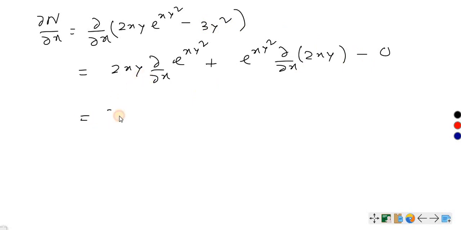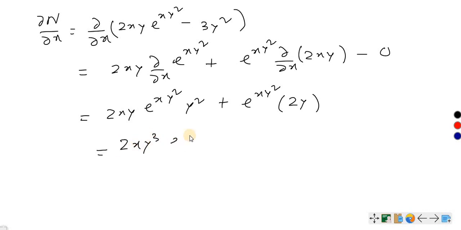Now further we will get 2xy, and the partial derivative of e to the power xy square, and again differentiating this with respect to x, we will be left with y square, plus here again e to the power xy square, and the partial derivative of this: 2y will be constant, and the partial derivative of x with respect to x will be 1. Now if we do it further, we will get 2xy cube e to the power xy square plus 2y e to the power xy square. Let this be equation number 2.